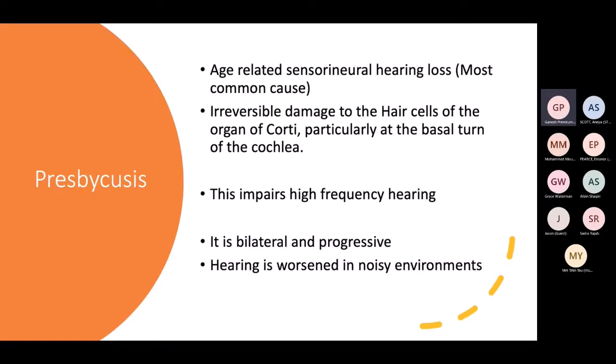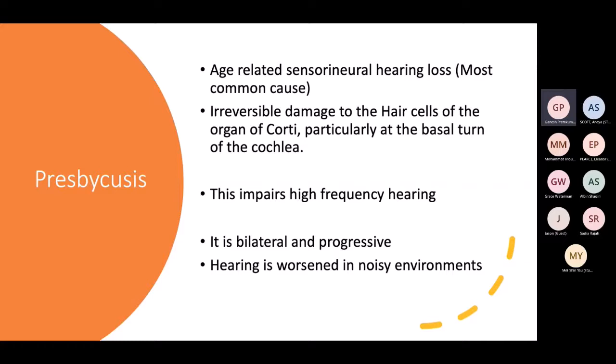Okay, so presbycusis, the age-related hearing loss. This is the most common cause of sensorineural hearing loss, so something we really do need to go over. As I said before, it's irreversible damage to the hair cells of the organ of Corti, particularly at the basal turn of the cochlea.